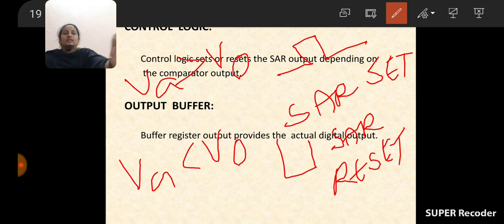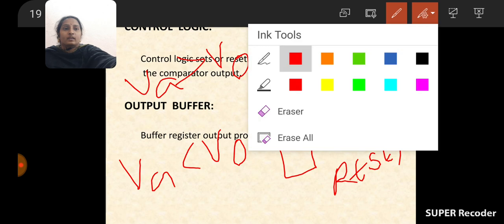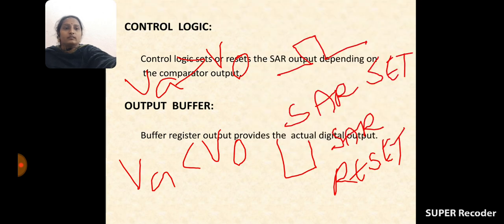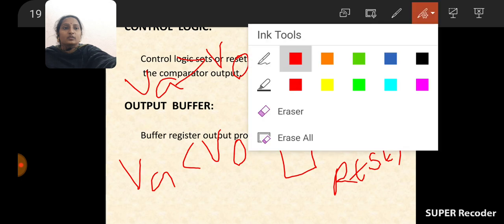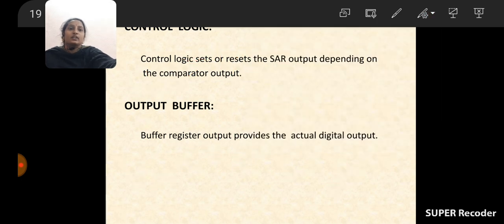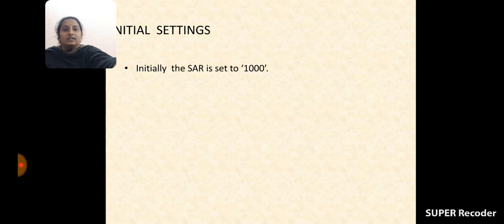If VA is greater than V0, the comparator produces a high level pulse, and the successive approximation register is in set condition. See the slide. If VA is less than V0, the comparator will produce a low level pulse and the successive approximation register is in reset condition. And coming to the output buffer, it simply provides the output to the actual digital outputs.